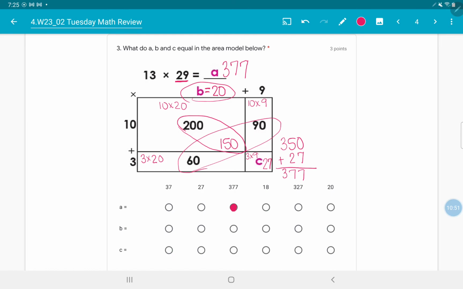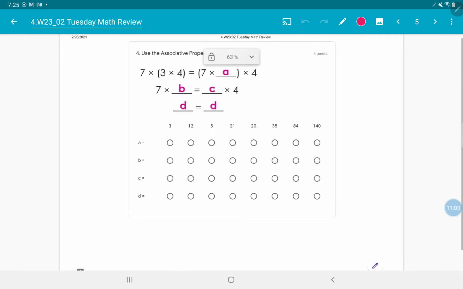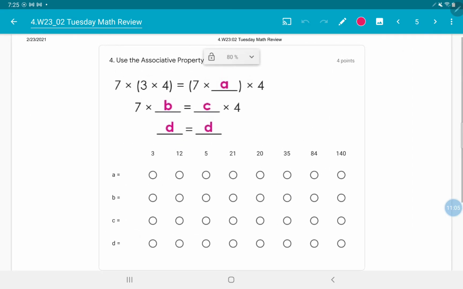We found B was equal to 20. And C, we had to do 3 times 9, and we got 27. All right. Next, we're going to use the associative property to solve. So I'm looking at my first row. 7 times 3 times 4 equals 7 times what times 4? Well, I can see that I'm missing this 3 to make my sides equal.